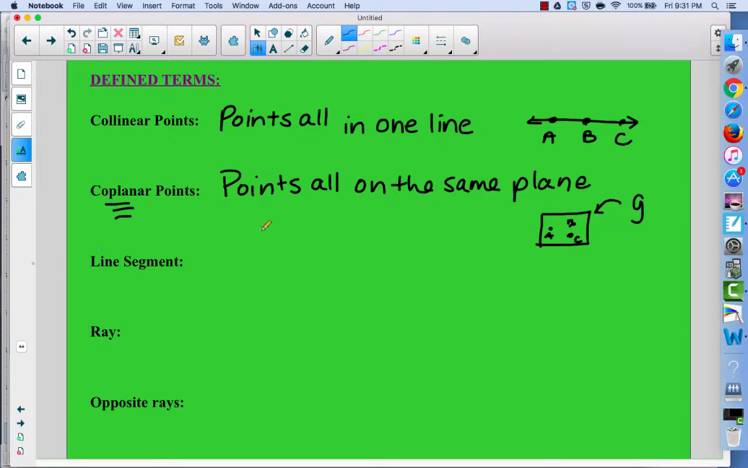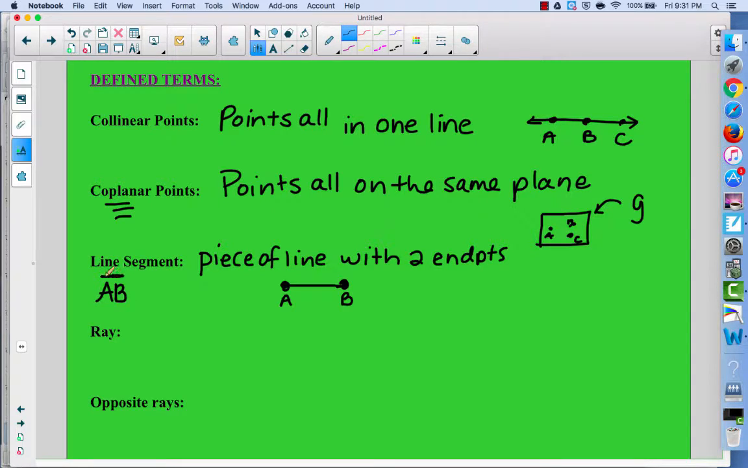Okay. A line segment. A line segment is a piece of a line with two endpoints. Now, it consists of the endpoints and every point in between the two endpoints. So if I would call this line segment AB, the symbol I would use would be just a straight line above it with no arrows, so no arrowheads like that line symbol we used. And it includes any other point that's in between A and B.